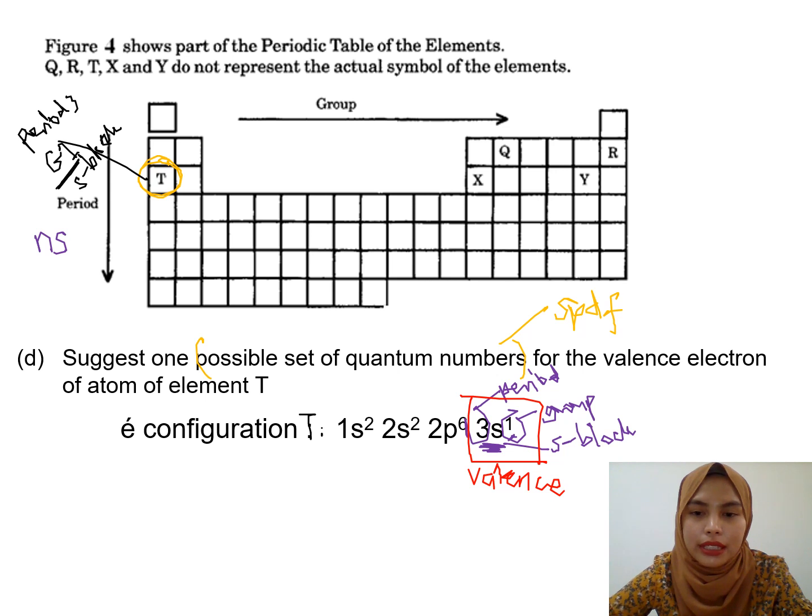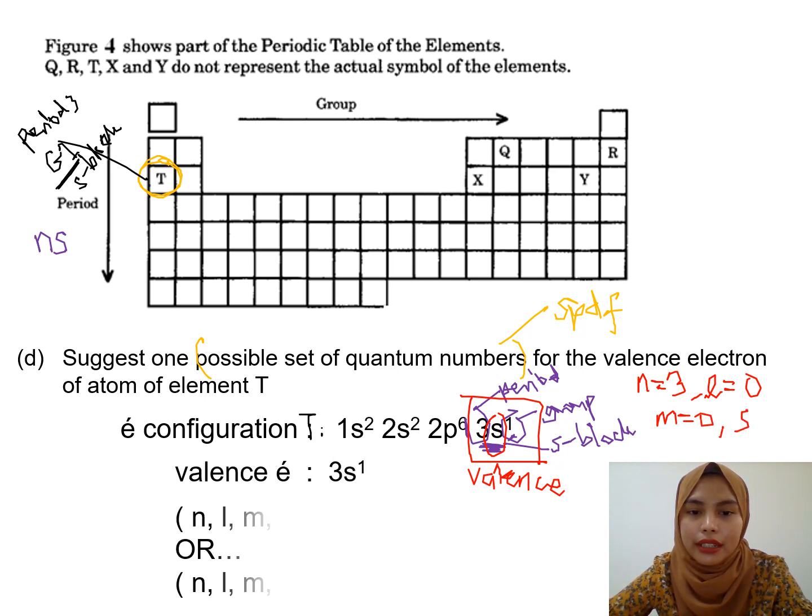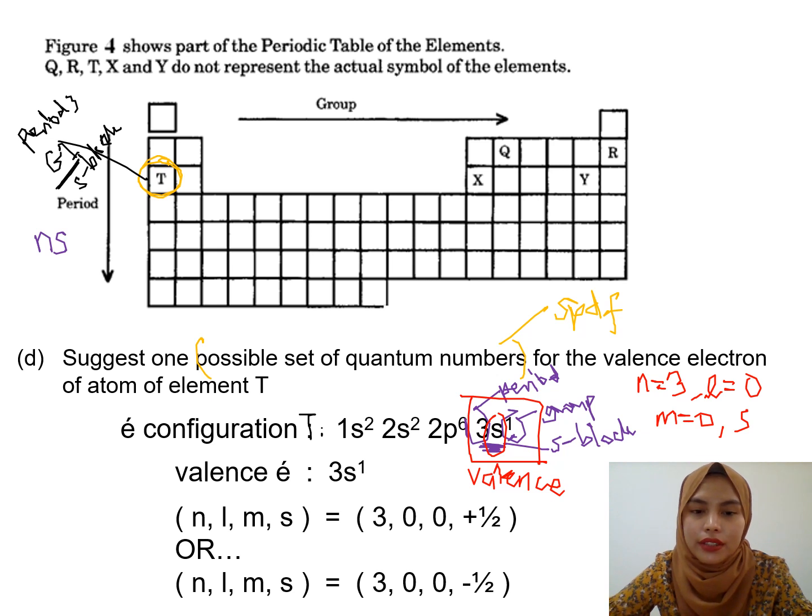3s1. So since n equals to 3, bila you dapat S block, that means l will be equals to 0. Bila l equals to 0, m will be equals to 0. Spin quantum number can be positive half, can be negative half. Okay, so this is it, the choices of the possible set of quantum numbers untuk element T.